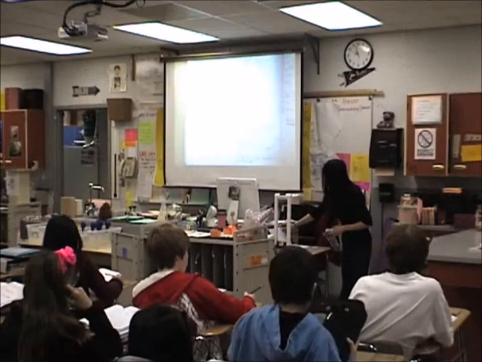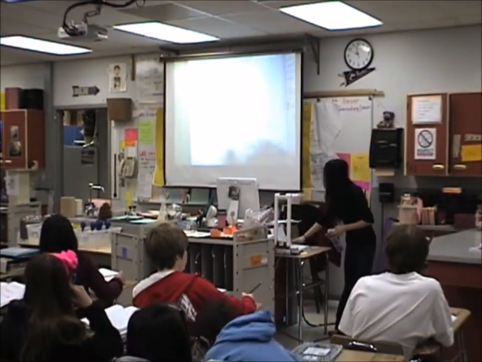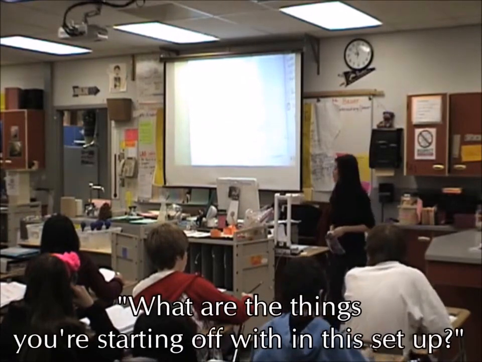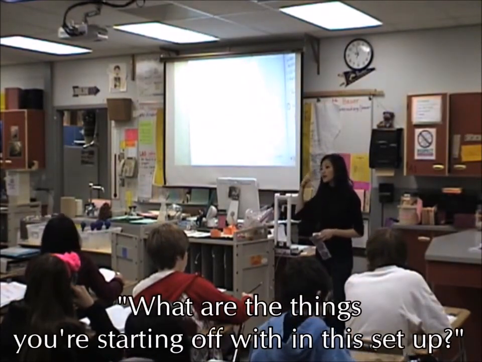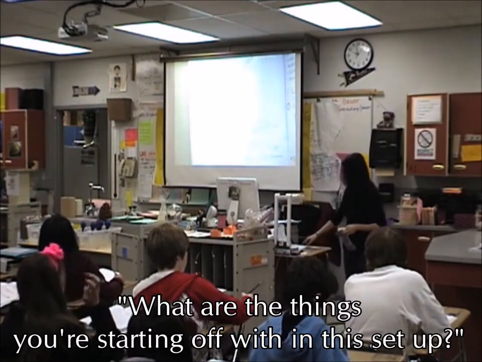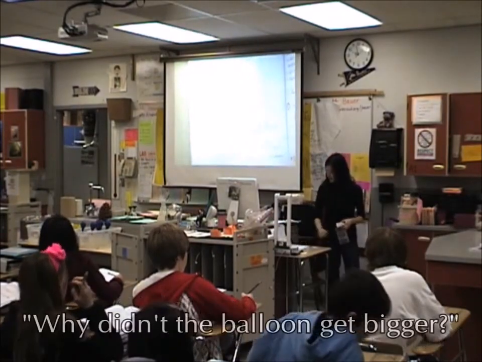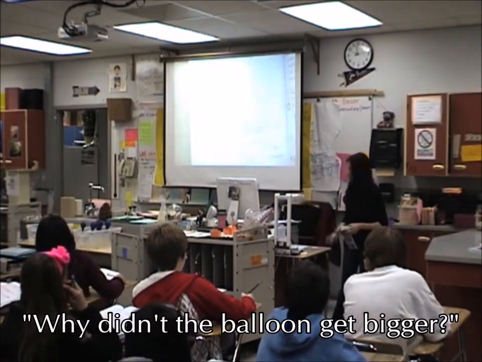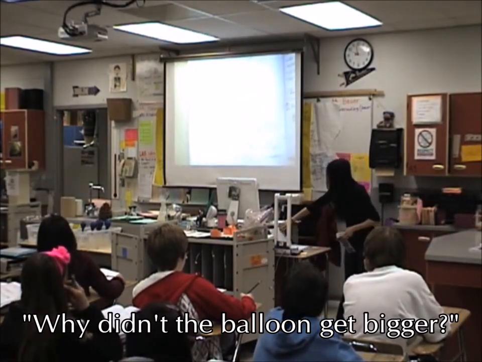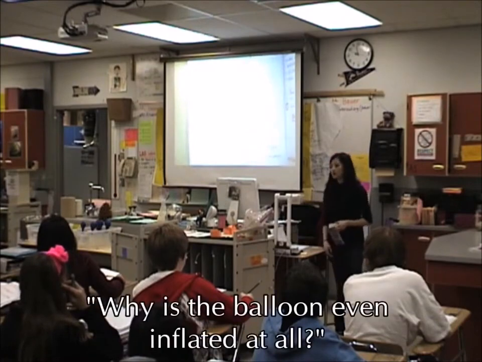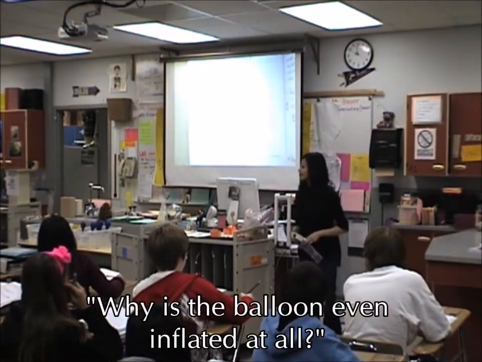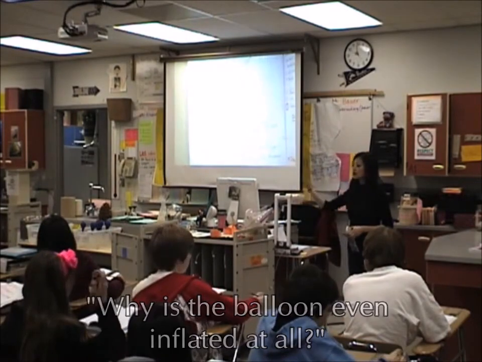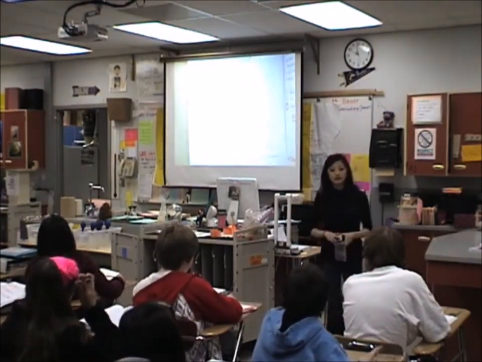And I also want you to think about a couple things too as you're taking your observations. What are the things you're starting off with in this setup here? You might want to think about some of the things you can't even see either. Why didn't your balloon get bigger? If it stayed the same, it looks like they're pretty much the same. Why didn't it get bigger when it gets to time? And the last question is, why is the balloon even inflated at all? So think about these 3 questions as you're recording new observations and making any new inferences for yourself.